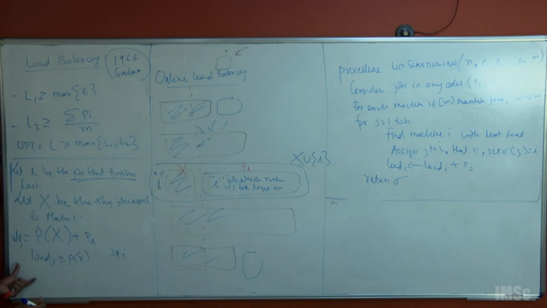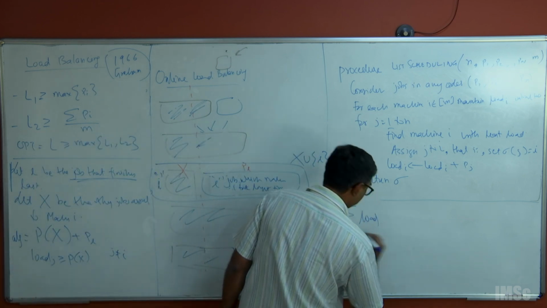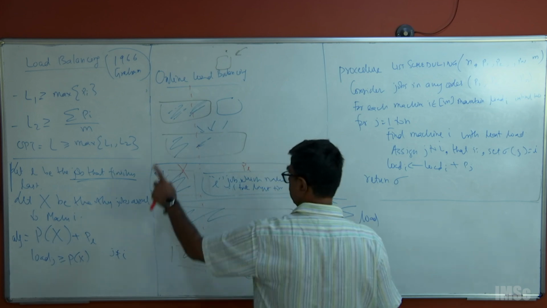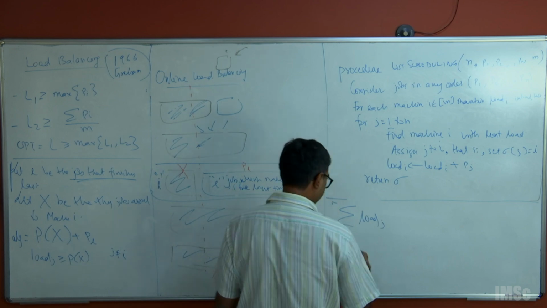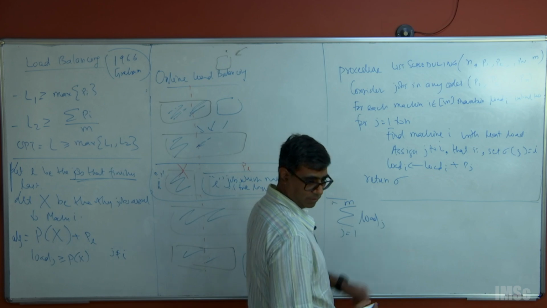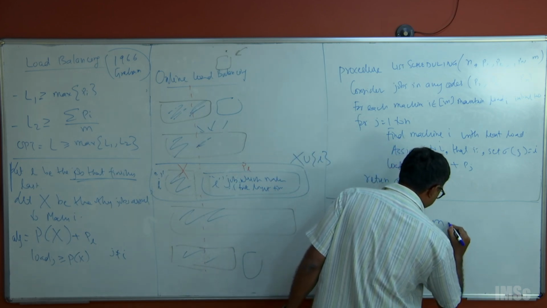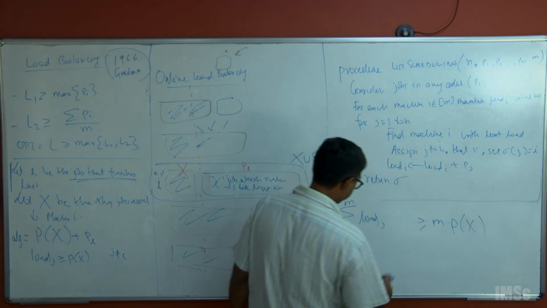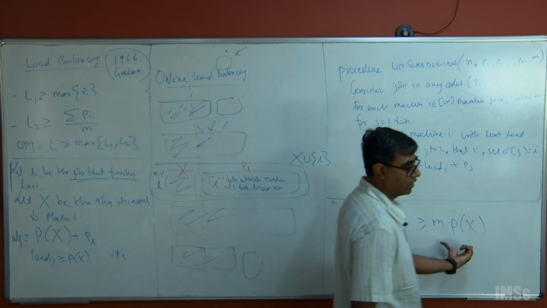Okay? So now, if I add, what can I say? Summation of load j, j going from 1 to m. Let's sum this load. Can I say this is greater than m times p of x? Is this correct? Load of each machine is at least p of x. So this is definitely m times p of x.